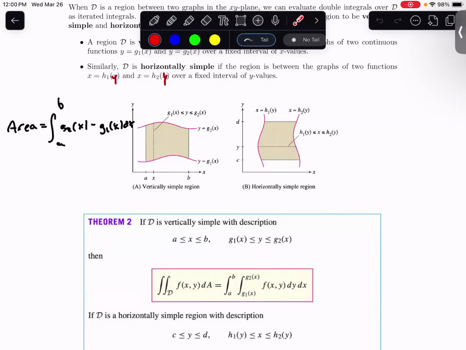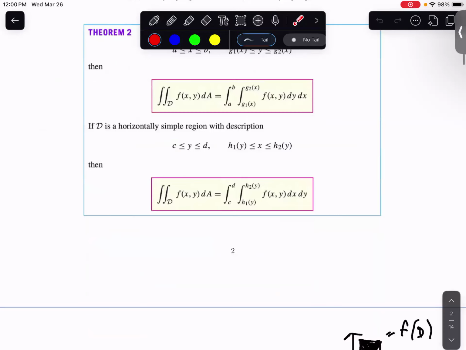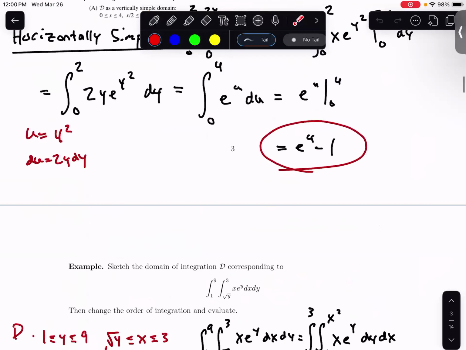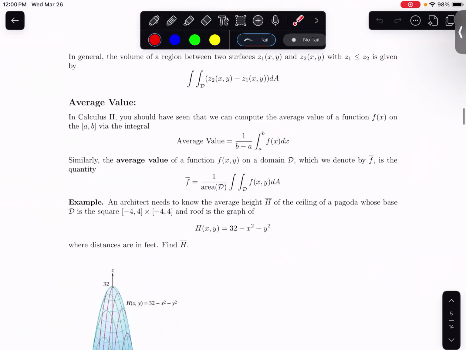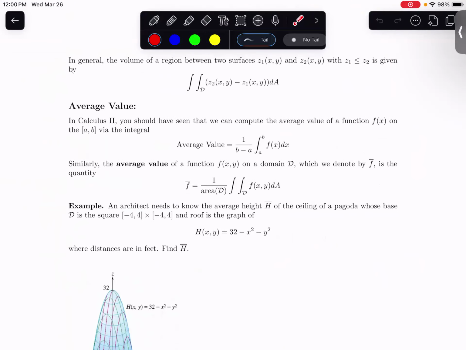There's one thing that I haven't covered yet from this section, and that's going to be on average value. I discussed this a little bit yesterday, but I want to go through an actual example.